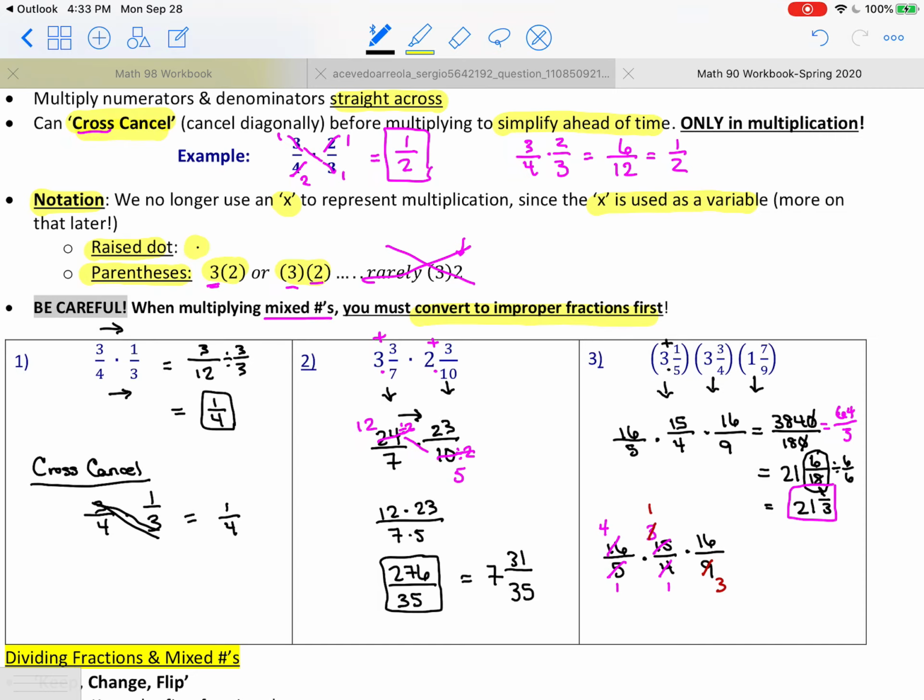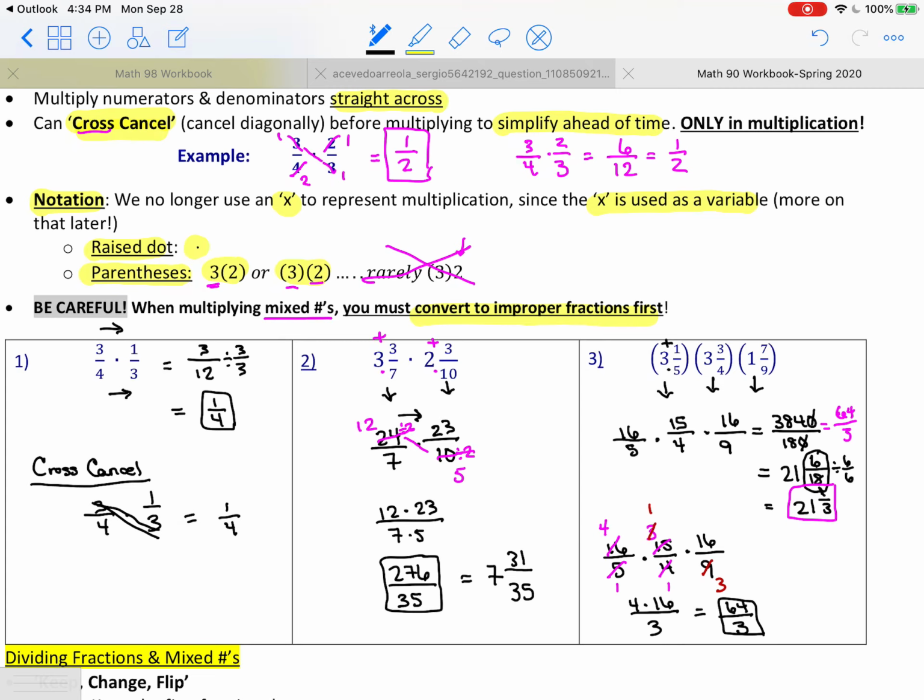This is kind of what I mean about that some students don't like cross-canceling because it's messy. But if you feel like this might be something that you would like to use as a strategy, basically what I would do is just rewrite what I have. I know that in the numerator I've got 4 times 16, and on the bottom I have a 3. And so 4 times 16 is going to give me 64/3.